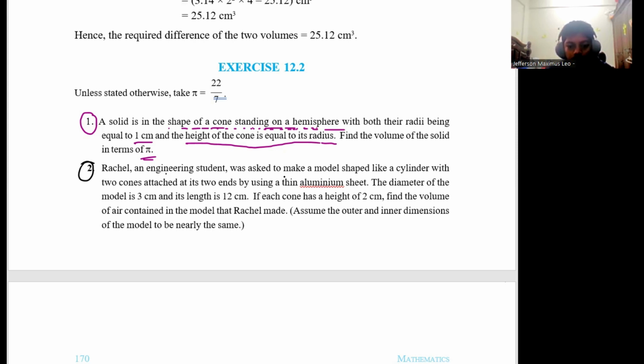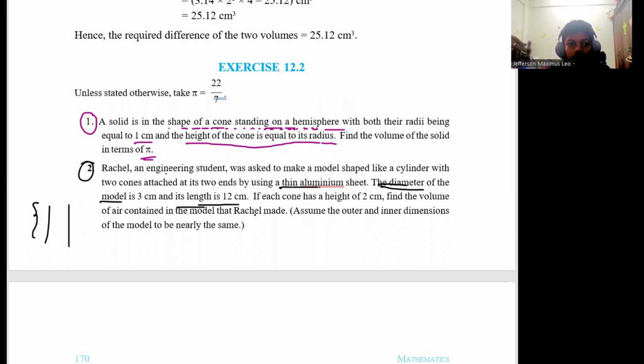The engineering student was asked to make a model shaped like a cylinder with the two cones attached at its two ends by using a thin aluminum sheet. The diameter of the model is 3 centimeter. It's a diameter only. In the calculation, the given thing is the diameter or radius. Reading it more than one time is better. And its length is 12 centimeter.